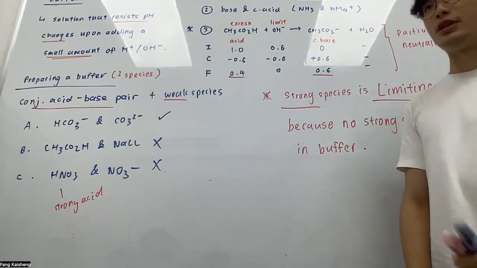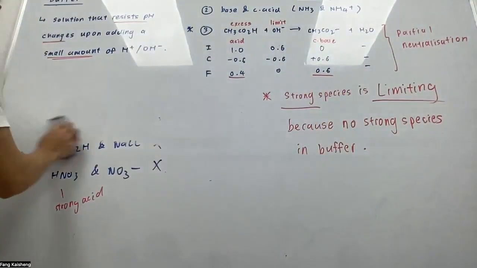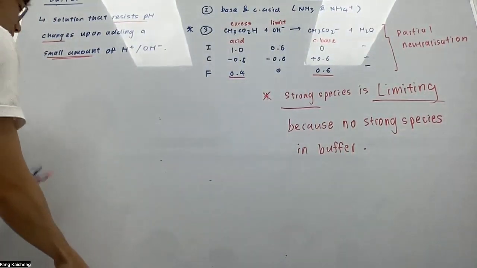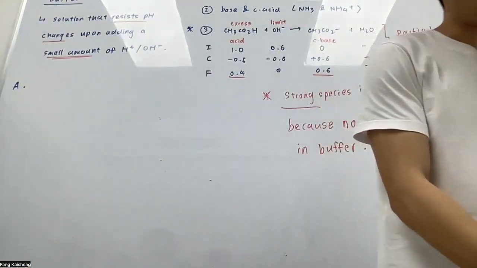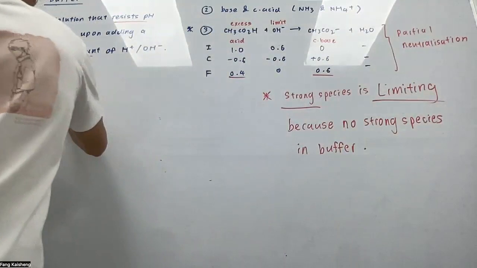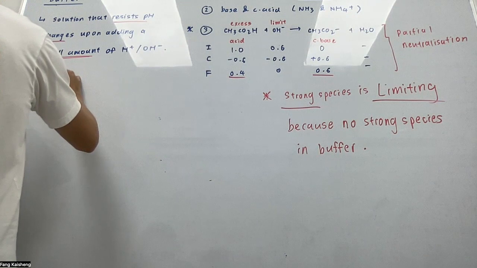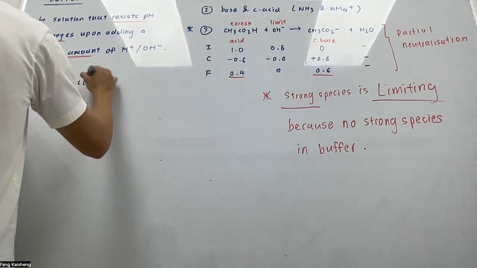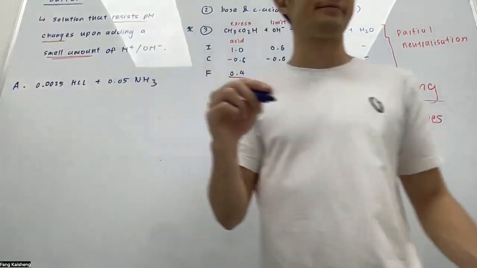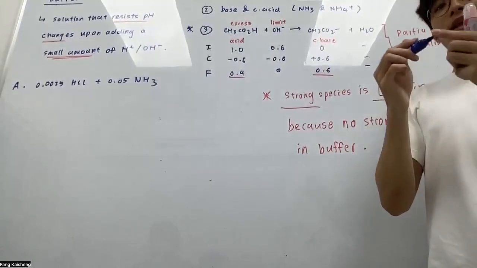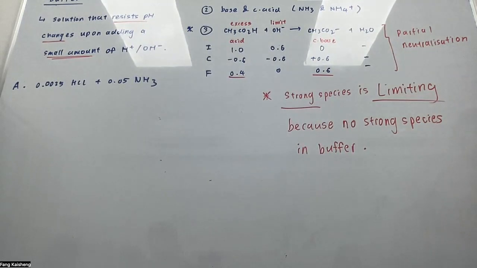Or we discuss option A first. Guys, let's simplify this. Look at option A. I'll just do this very quickly. Can the first option give me a buffer? Your job is to identify the strong and the weak, because we are looking at this partial neutralization idea.